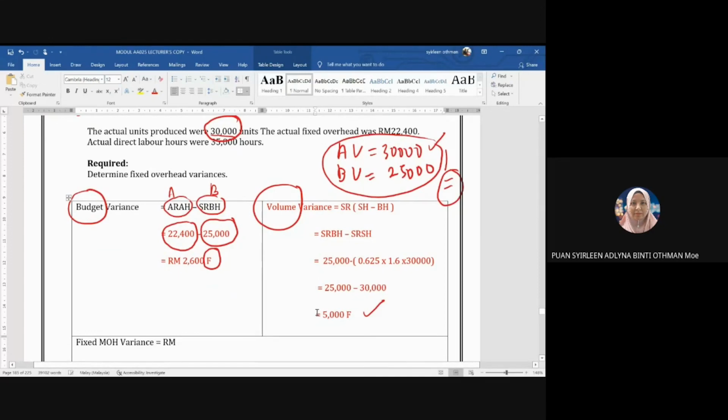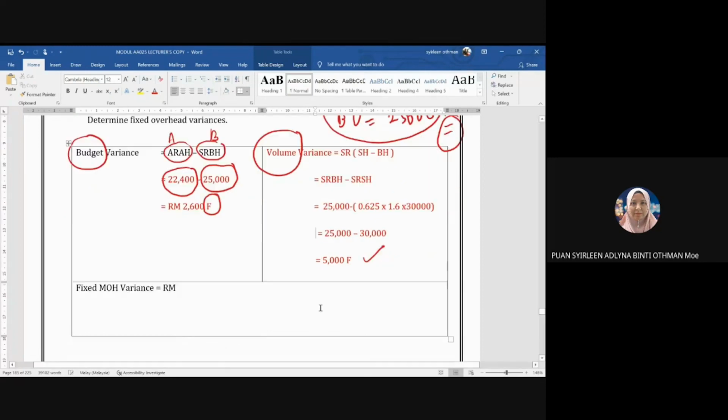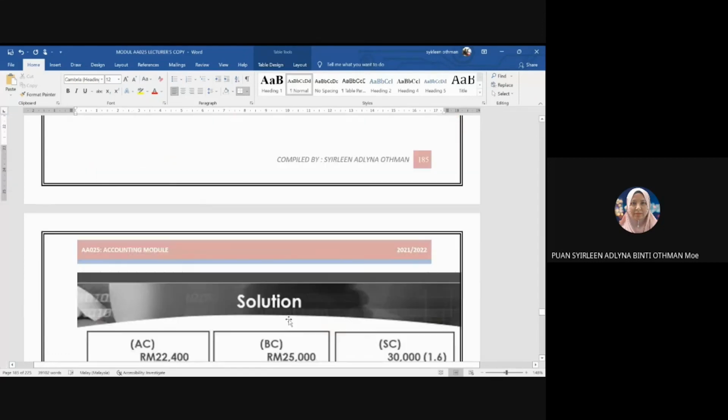Okay, so you already have 2,600 favorable for your budget variance and you have another 5,000 favorable for your volume variance. So your fixed manufacturing overhead will be 7,600 F.